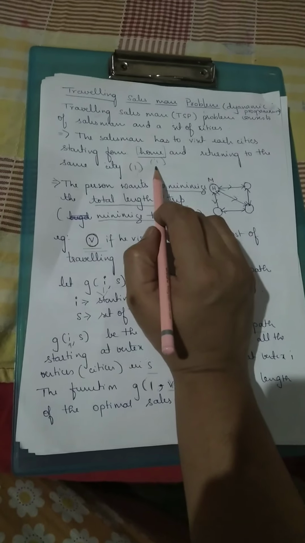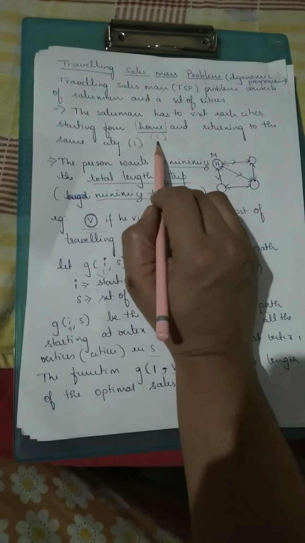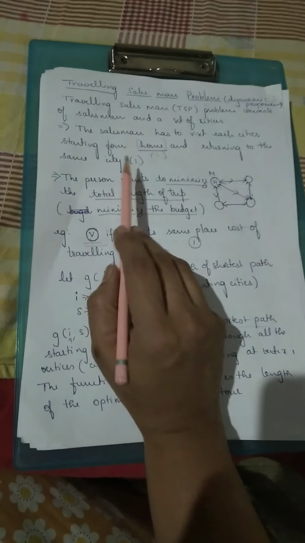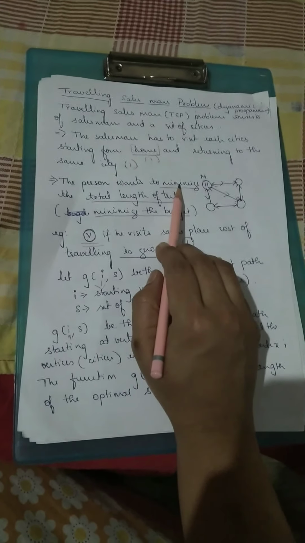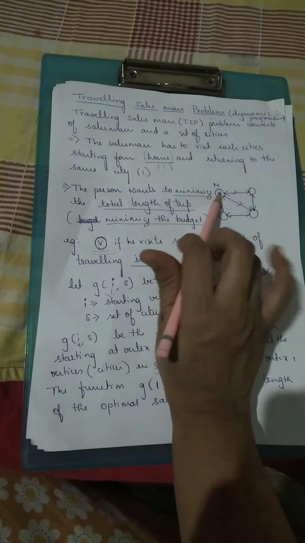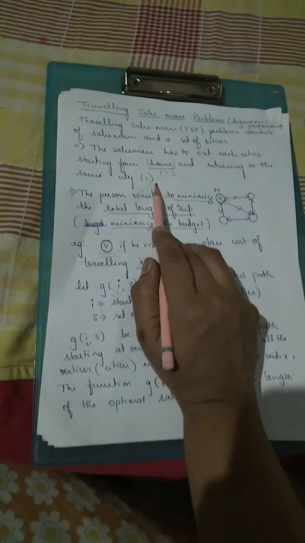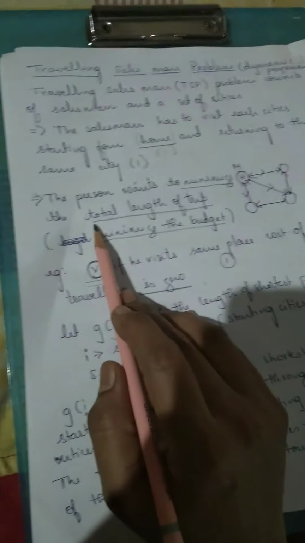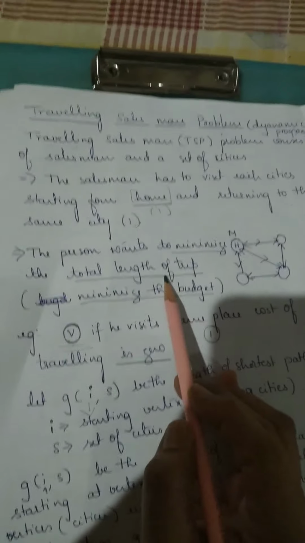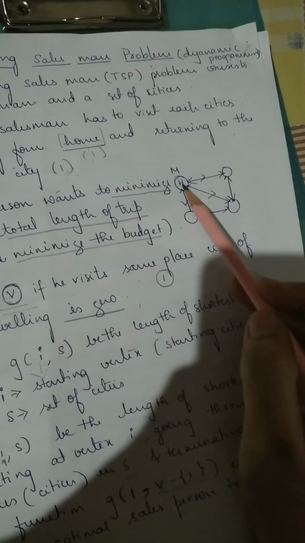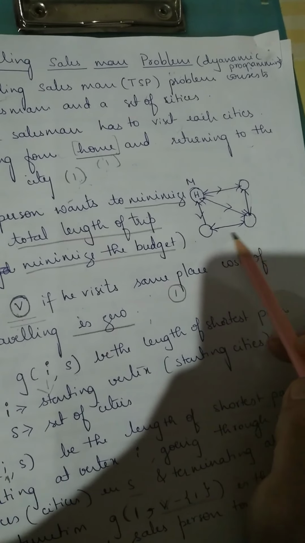Home is, in the case of a graph, I can take vertex 1, and returning to the same city, that is 1. Here the person wants to travel from the home city to all the cities, then return to the home city. But the traveling cost should be minimized. So the solution is we need to find the minimized total length of the trip and minimize the budget. If I take an example of a graph, here there are 4 cities.